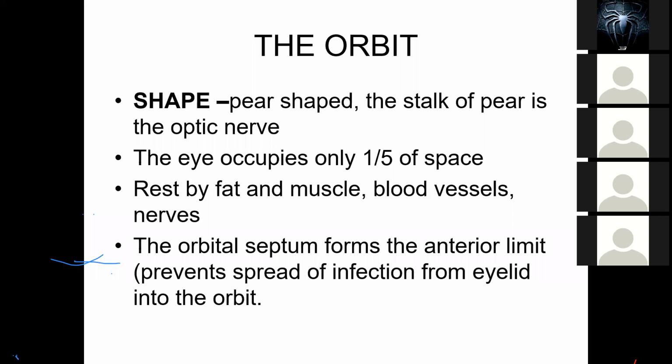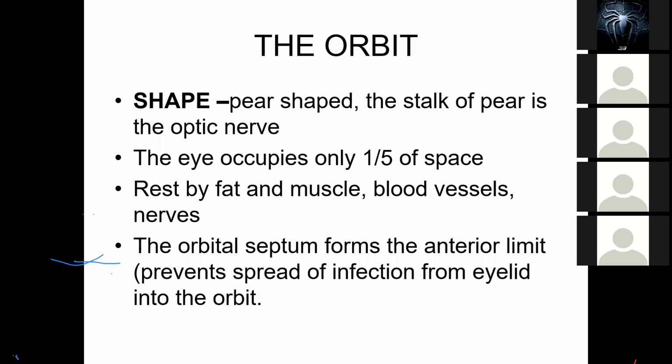So as I said earlier, the orbit is the whole of the space in which we find the eye and its associated structures. Now the orbit, if you want to describe the shape, you'd liken it to a pear. And the stalk of the pear, or where the pear is attached to the tree, is where the optic nerve is attached from. And we would say that the eyeball itself occupies about 1/5 of the space that we call the orbit. And the rest of the space is occupied by the fat, muscle, and blood vessels, as well as nerves.